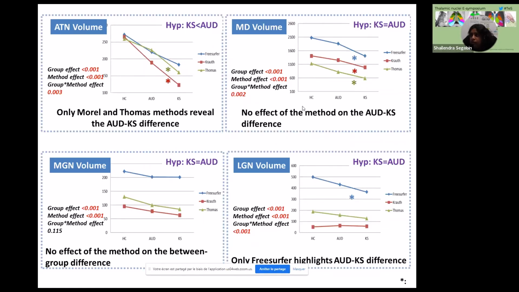What we saw was that for the anterior thalamic nuclei, the Morel and Thomas methods showed the expected difference between AUD and KS. And none of the methods fulfilled the hypothesis for the mediodorsal nuclei volume. And FreeSurfer was the only one that highlighted the difference between AUD and KS for the LGN volume. When we had a closer look at the data, we tried to understand why we were getting these results.